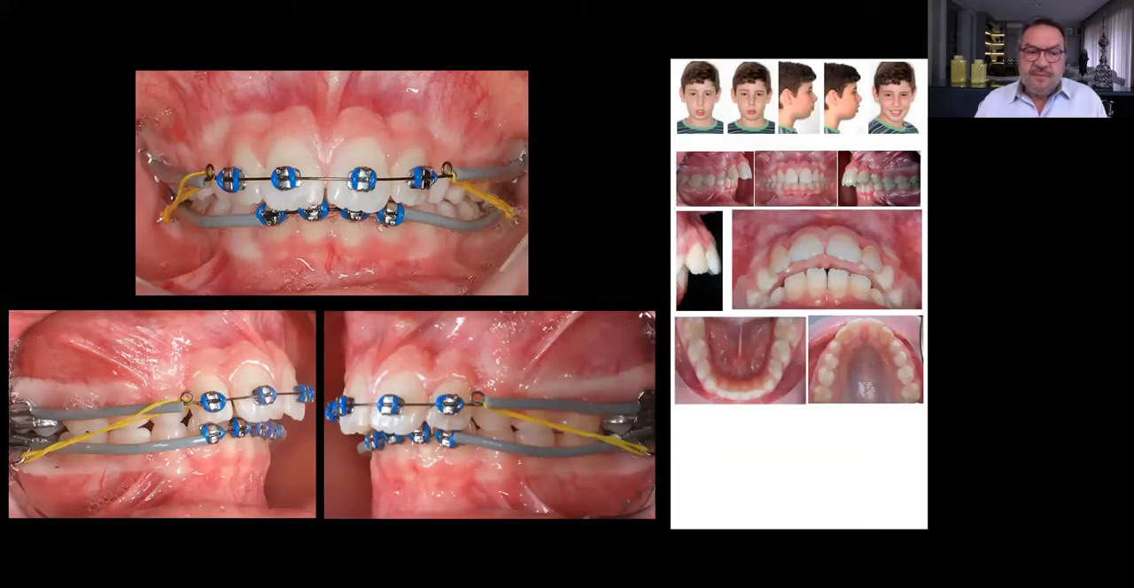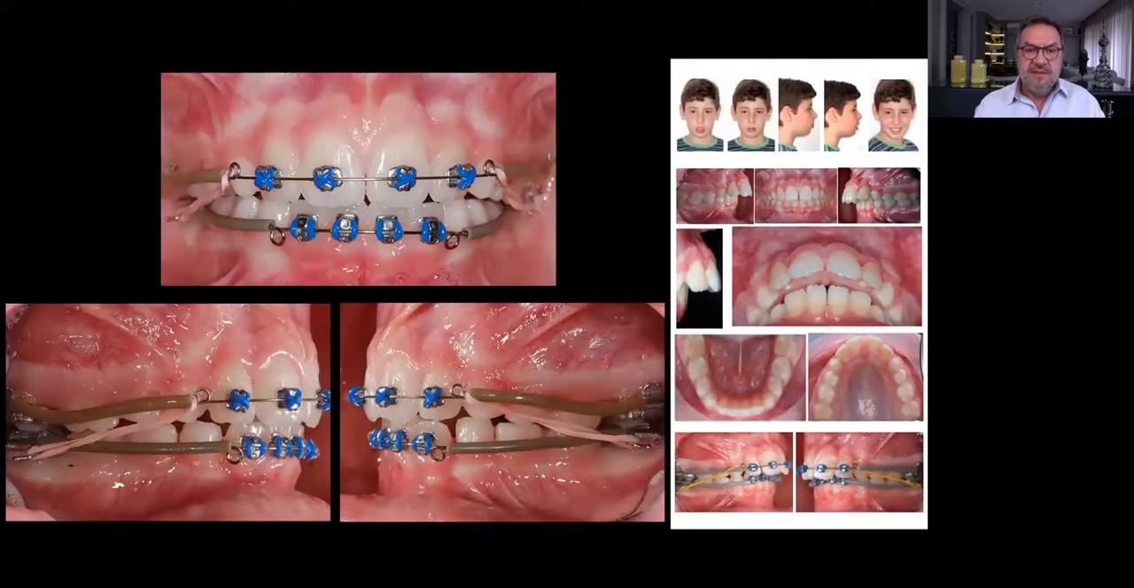using a bumper sleeve for distalizing the molars, and very light class 2 elastics. This yellow one is less than 2.5 ounces. It's about 2 ounces maximum. It's very light. And as the boy didn't have a canine erupted already, we put the bumper sleeve very fixed, just side by side, the circle and the molar tube to transmit the force.